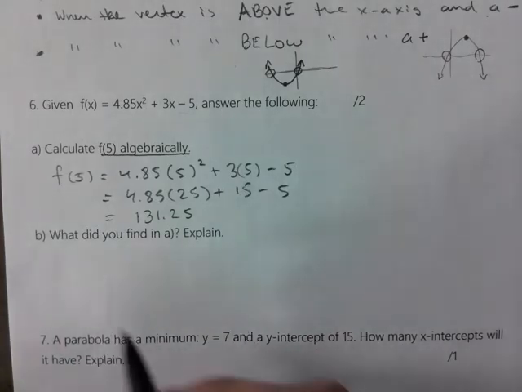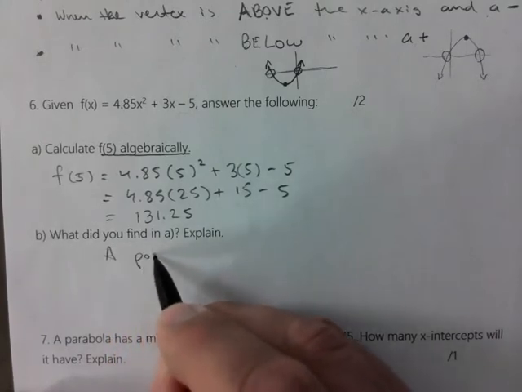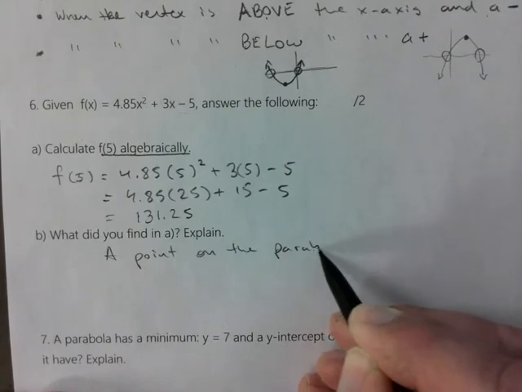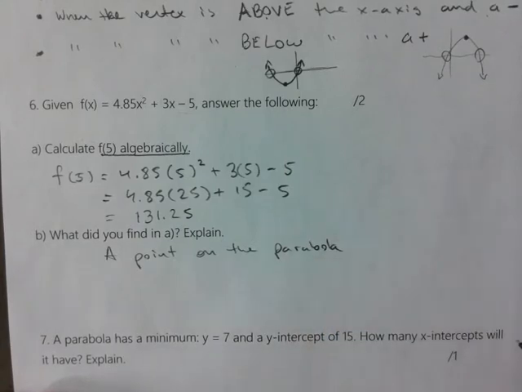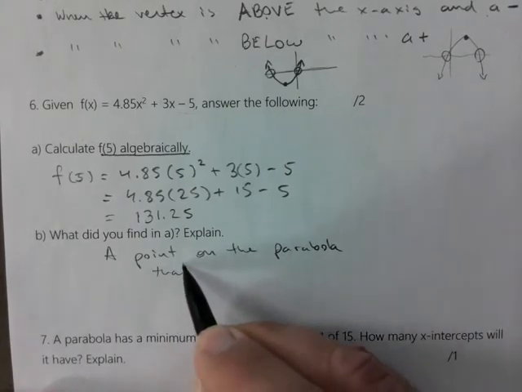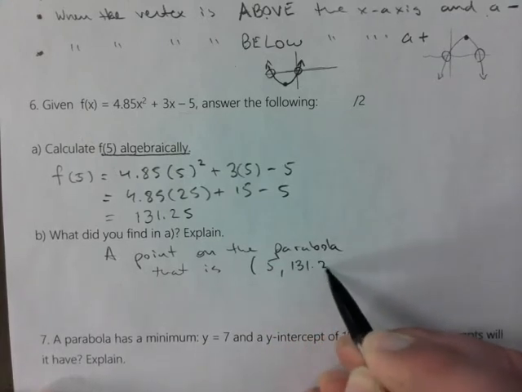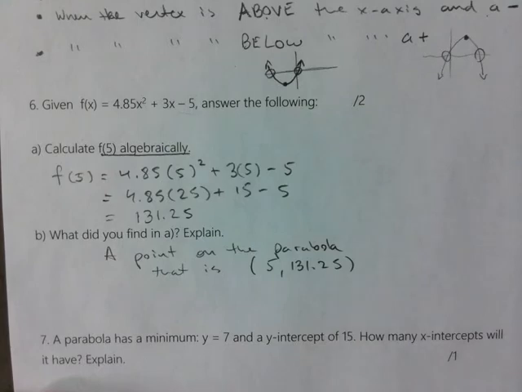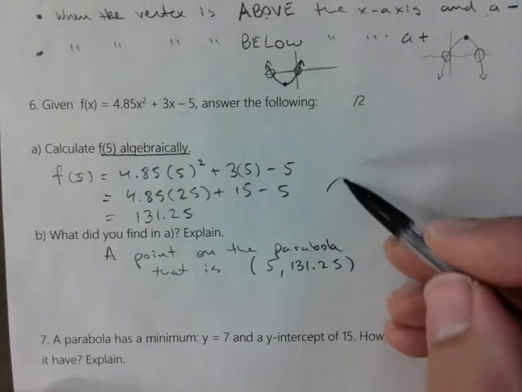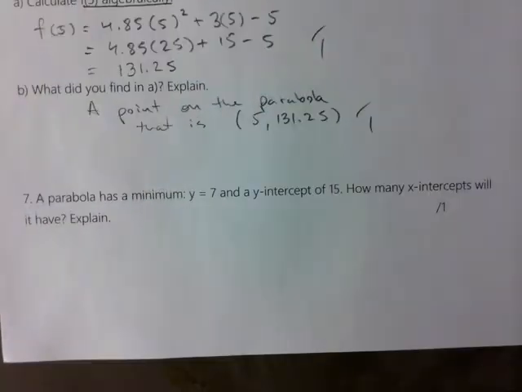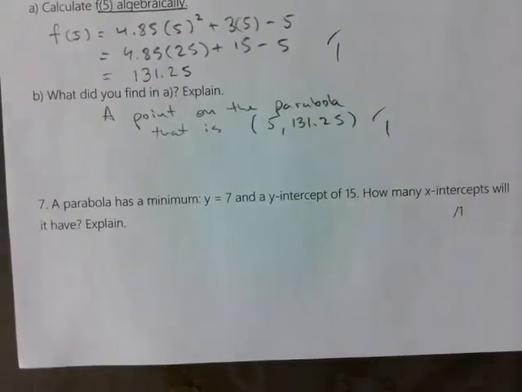What did you find in A? A point on the parabola. Okay, that is 131.25. I'll give you 1 mark for that and 1 mark for this part. So you found the point on the parabola, and that is the specific point. You found that when x is equal to 5, y is equal to 131.25.